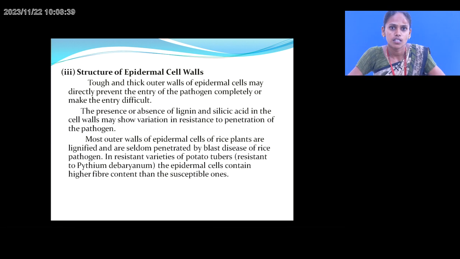The third type is the structure of epidermal cell walls. Thick outer walls of epidermal cells may directly prevent the entry of the pathogen completely or make entry difficult. The presence or absence of lignin and salicylic acid in the cell walls may cause variations in resistance to penetration of the pathogen. Most outer walls of epidermal cells of rice plants are lignified and they are seldom penetrated by the blast disease pathogen of rice. In resistant varieties of potato tubers, the epidermal cells contain higher fiber content than the susceptible ones.